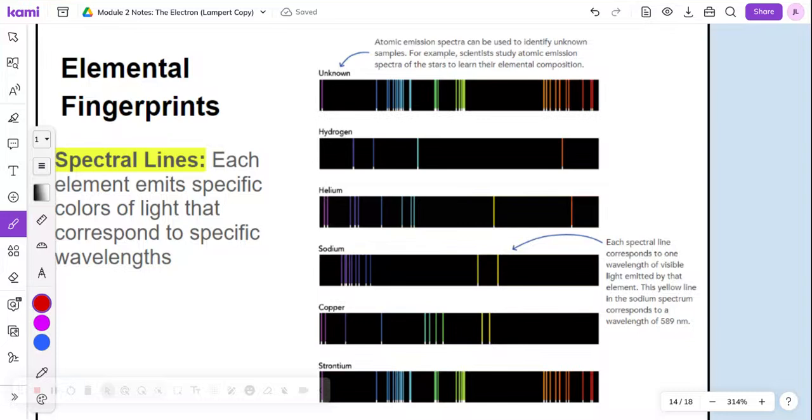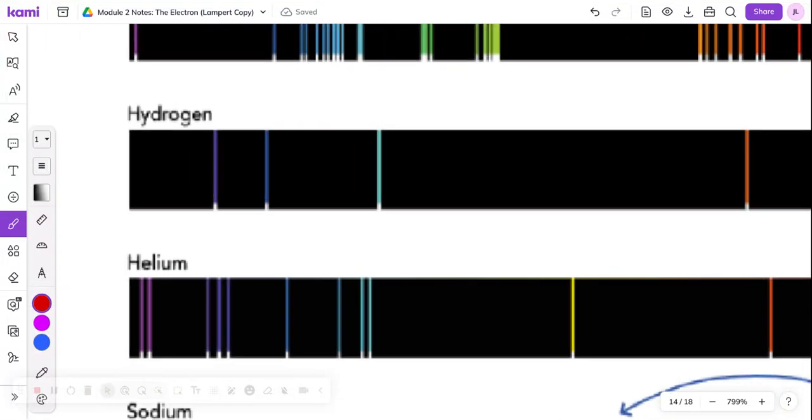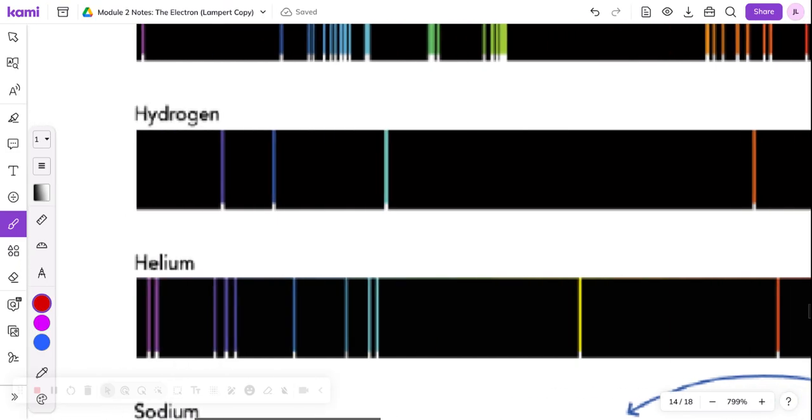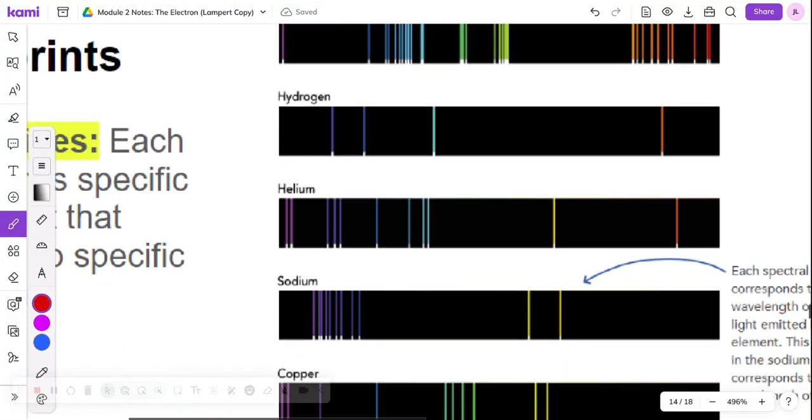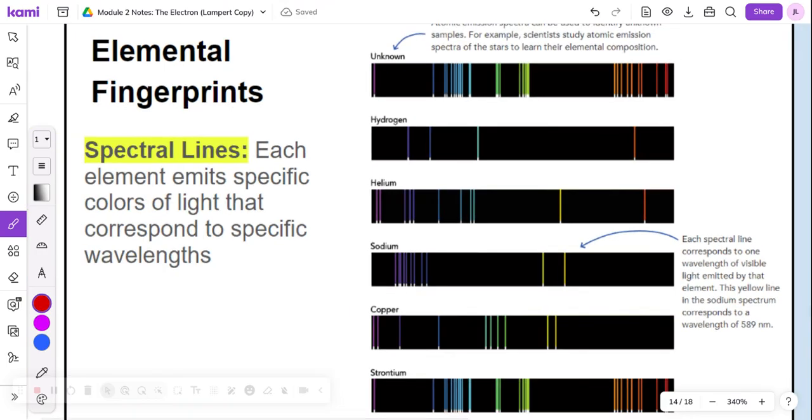So hydrogen, like we said before, looks like this. It's got a red line, a green line, a blue line, and a purple line. If we look at helium, it's a little bit more complex, right? There's 2 purple lines, 4 blue lines, 3 green lines, a yellow, and a red. Now, the thing to notice, though, is that each one is unique, right? Hydrogen is different than helium, and helium is different from sodium, and sodium is different from copper. No matter what element you're looking at, it's going to have individual and unique spectral lines.